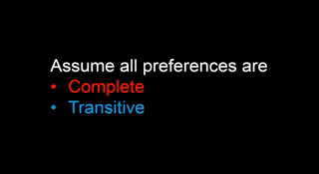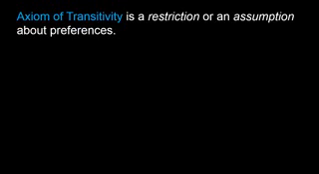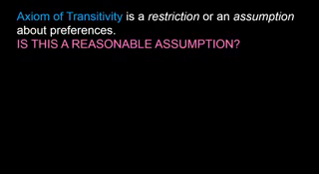So previously we've already said that henceforth we'll assume that all preferences satisfy the axiom of completeness. Now we're also going to add that we'll assume henceforth that all preferences always satisfy the axiom of transitivity. Let's again have a brief discussion about the axiom of transitivity. Just like the axiom of completeness, we can think of the axiom of transitivity as a restriction or an assumption about preferences. And just like before, we can again ask the question, is this a reasonable assumption?